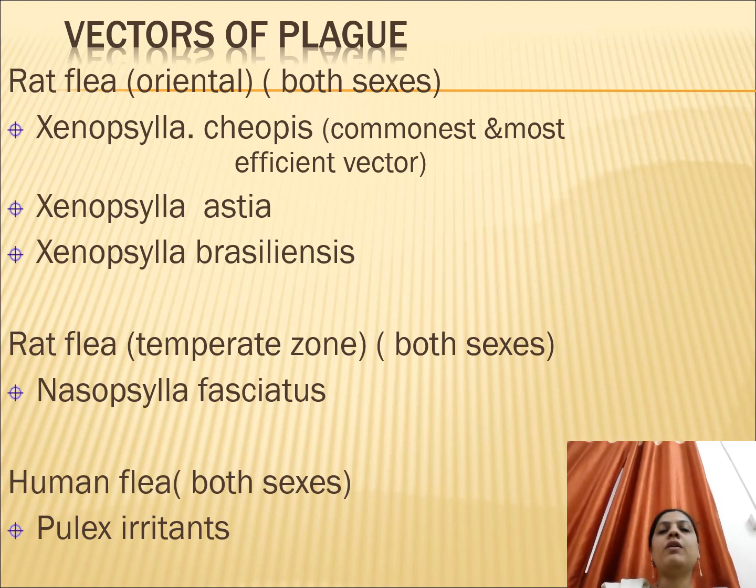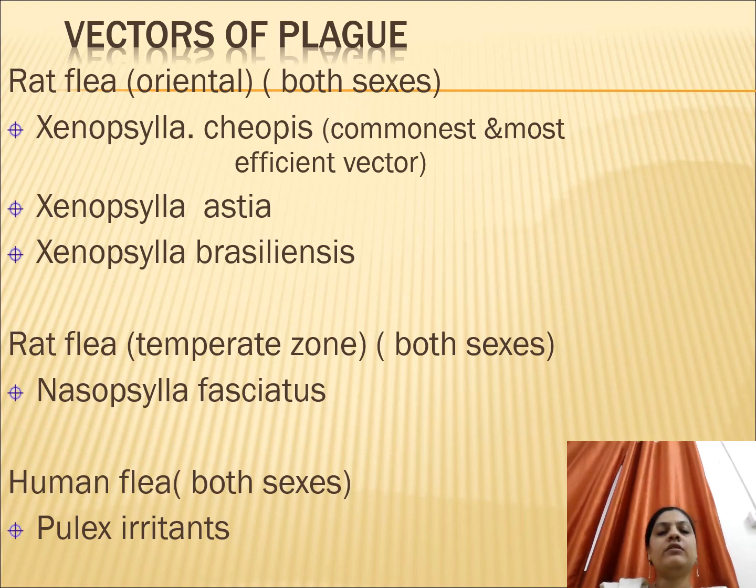Now let's talk about, we have discussed the host factors and the agent factors. Now who is the vector for plague? The plague vector is the Xenopsylla cheopis, the commonest and the most efficient vector. So the rat flea, its scientific name is Xenopsylla cheopis. The other rat fleas are Xenopsylla astia and Xenopsylla brasiliensis.